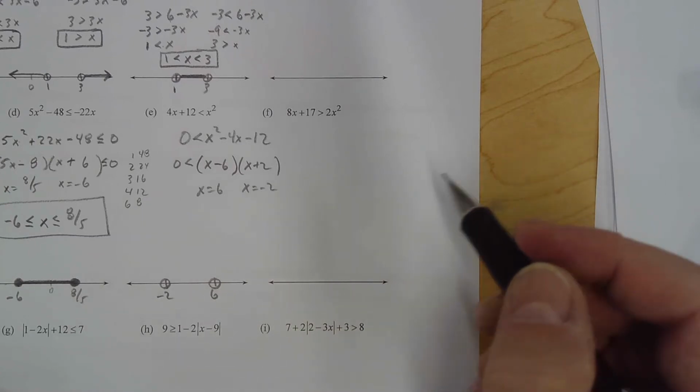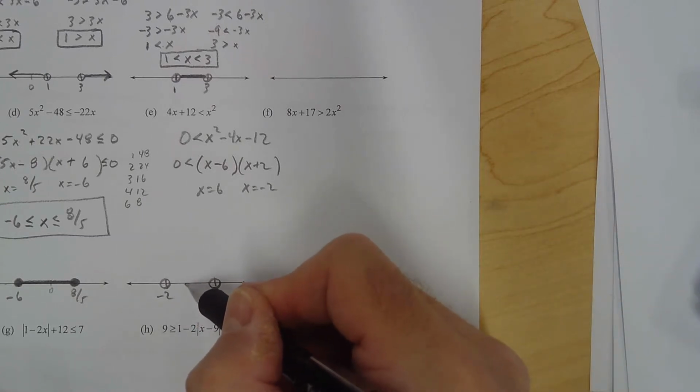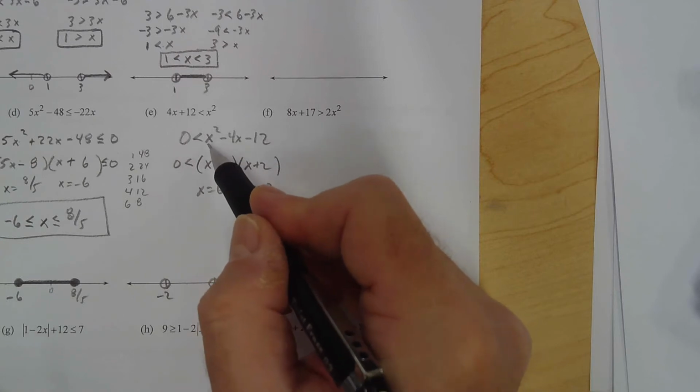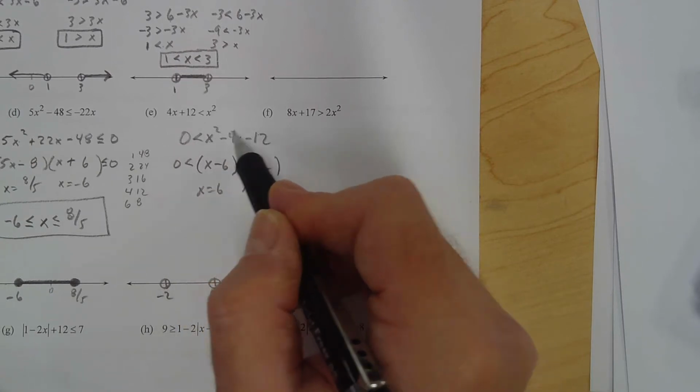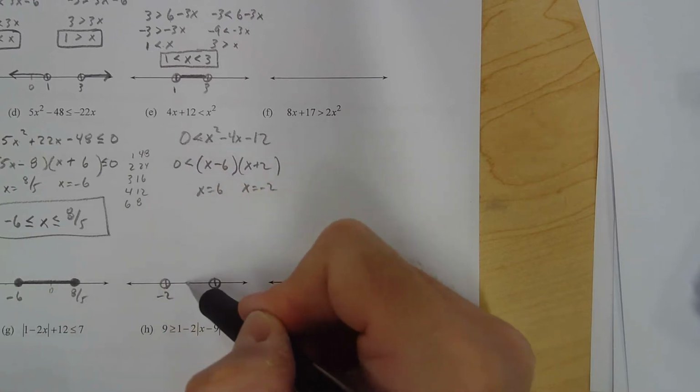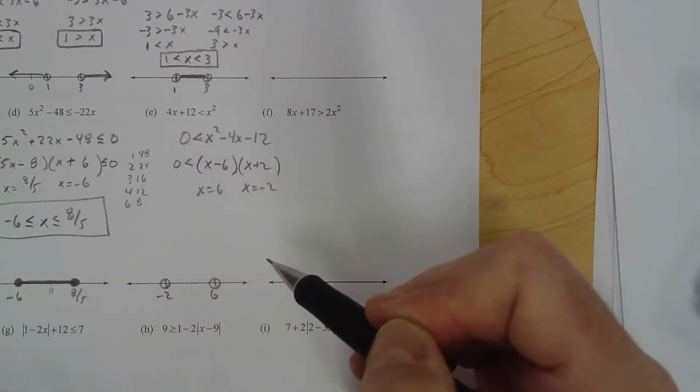And now we test points. First point I test is 0, which is between these two values. 0 here and 0 here gives me -12 on the side. -12 is not greater than 0, so that location right there is false.